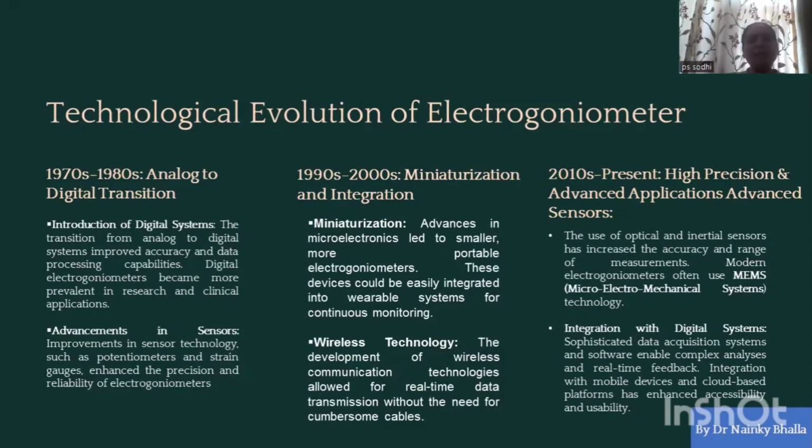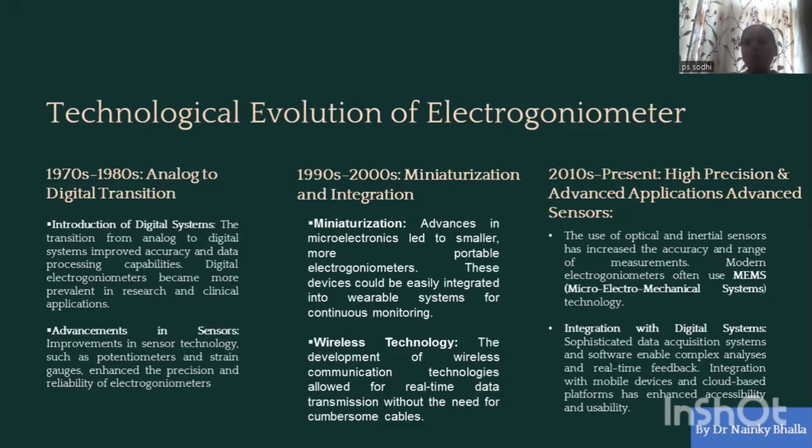Around the 1990s to 2000, there was miniaturization. Miniaturization means that in the 1970s and 80s it was a huge, cumbersome method to use this electrogoniometer. And now, around 2000, we got to know that it should be a portable device, and it should be wearable, so that when movement is taking place, these goniometers assess the movement through all three axes. Wireless technology was helpful here, and real-time assessment was started.